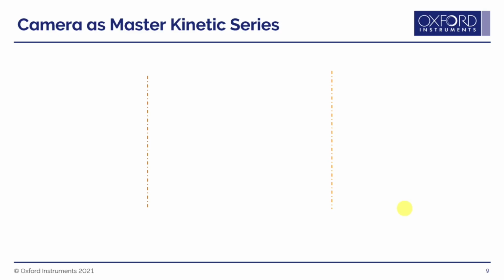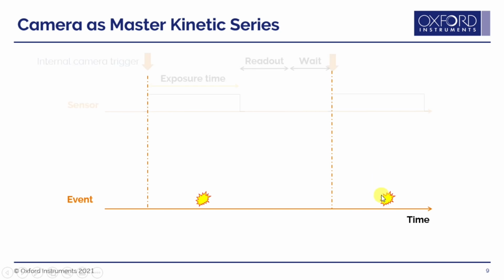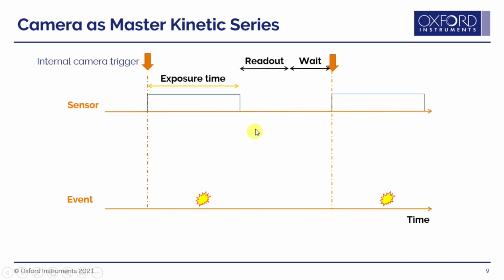So now for our next example, I want to talk about using the camera to acquire kinetic series with the camera as the master. It's very similar to how we had it set up last time, but imagine we're going to generate multiple events in time triggered by the camera. For instance, 2 events as shown here. When the camera as the master is triggered, it'll start the sensor exposure, and we'll set the sensor exposure time such that it will be long enough to encompass whatever time we set this event to occur.